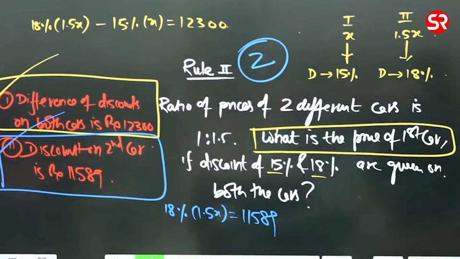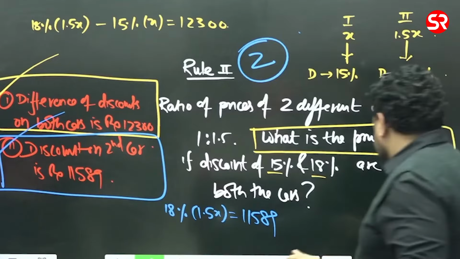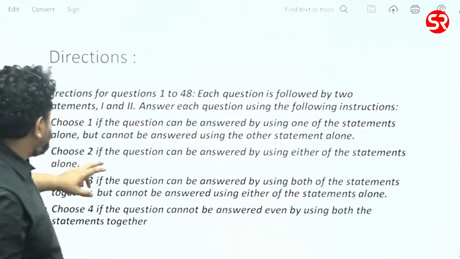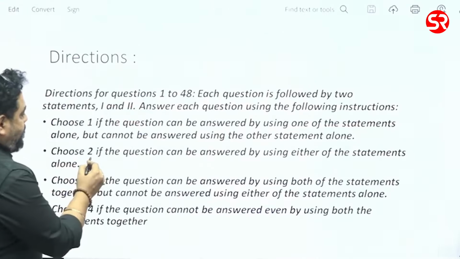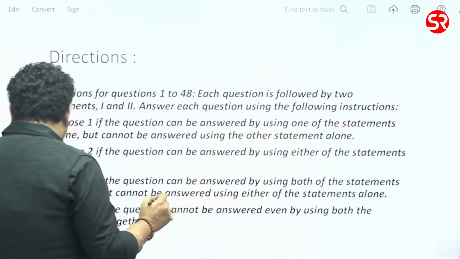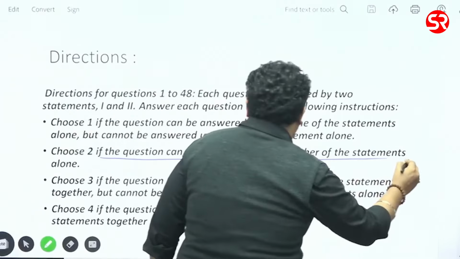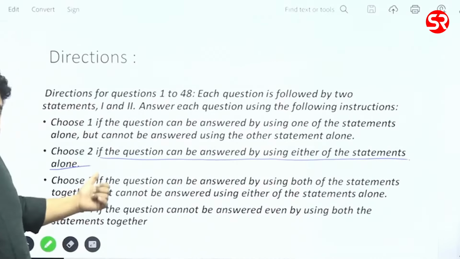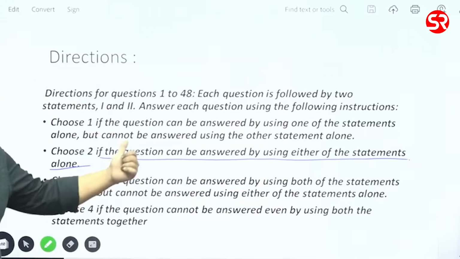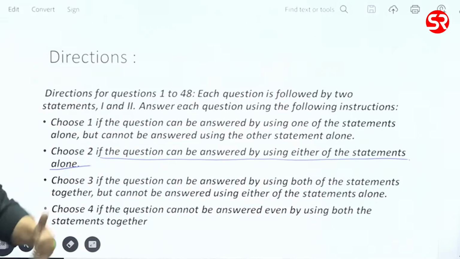Killer. And this is easy. What UPSC is giving is bombastic. The answer is 2, because statement 1 is also giving you an answer and statement 2 is also giving you an answer. Let me go back: choose 2 if the question can be answered by using either of the statements alone. Both statements alone are giving you the answer.